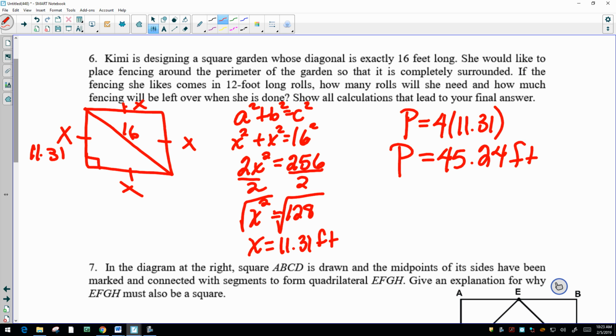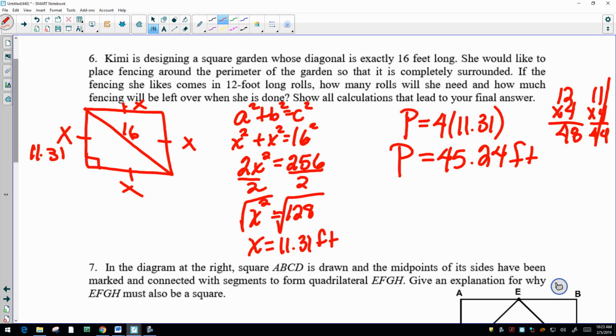Each roll is 12 feet long. How many rolls are we gonna need? How do you figure it out? Sure. So 12 times 4, we get 48. What if I just did like 11 times 4? So that's going to get me 44. Is that enough? No. So I'm going to have to do that 12 times 4. I'm going to need to have then 4 rolls in order to get enough.